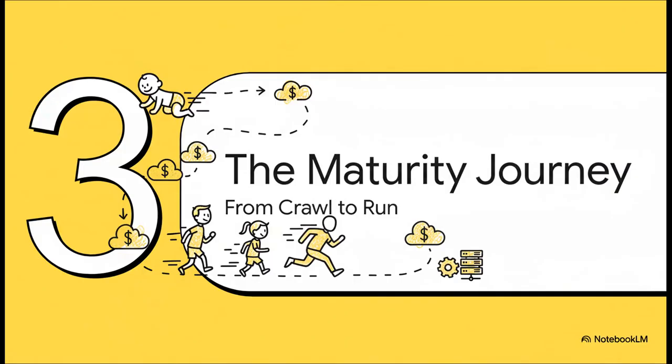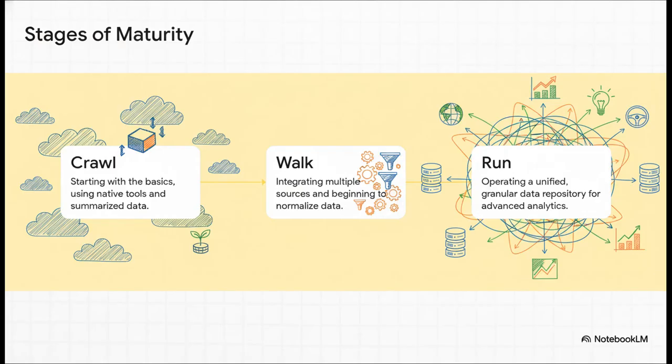Okay, but getting to that level of insight, it's a journey, for sure. A really great way to map it out is by using the crawl, walk, run maturity framework. It gives you a clear path, helping you figure out where you are today and what your very next steps should be. So here's what it looks like from 30,000 feet. In the crawl stage, you're really just starting out, probably using the tools your cloud provider gives you. Then, in the walk stage, you start bringing in data from multiple places and working to make it consistent. But in the run stage, that's the goal. That's when you have a fully unified, super granular data hub that's powering really sophisticated decisions across the entire business.